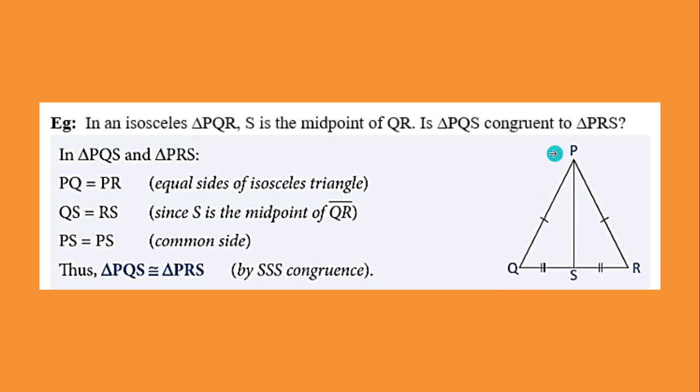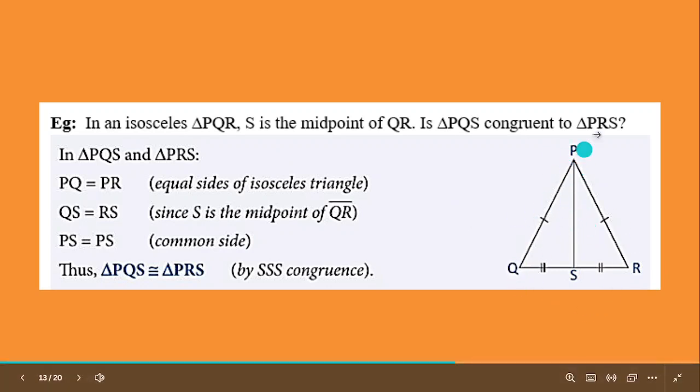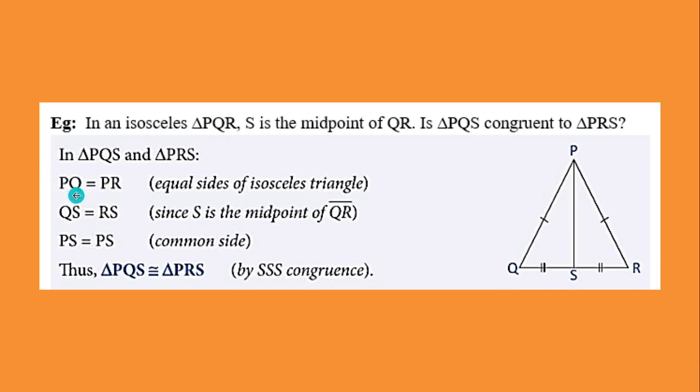First of all, as it is an isosceles triangle, PQ is equal to PR. Now, QS is equal to RS, or SR, anything. Why? Because S is the midpoint. Now, PS is a common side in this triangle and in this triangle also. So now we got that all the three sides are equal. It means we can write triangle PQS is congruent to triangle PRS. How? By SSS congruence.